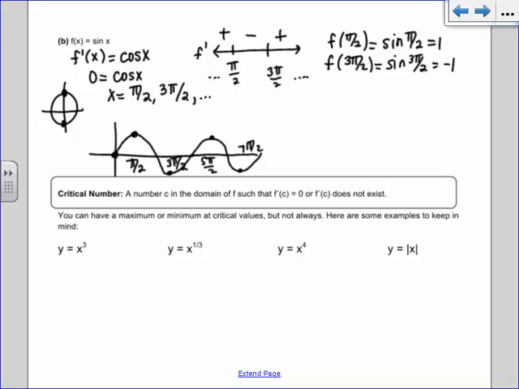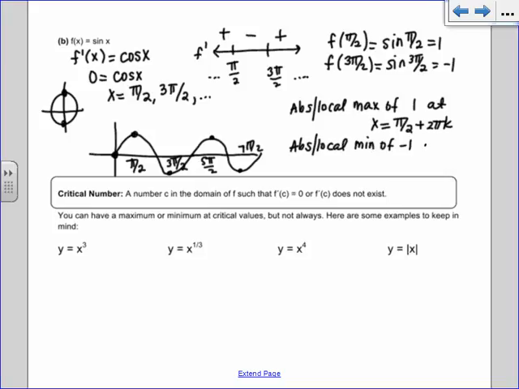So when we talk about our max and mins, are they absolute? Yeah, they're absolute and local, right? So we're going to say absolute local max of 1. And we're going to say at x equals pi over 2. And then to indicate that I want it to continue, I write plus 2 pi k. And then I say absolute local min of negative 1 at x equals 3 pi over 2, plus 2 pi k. And then really you should write where k is an integer.